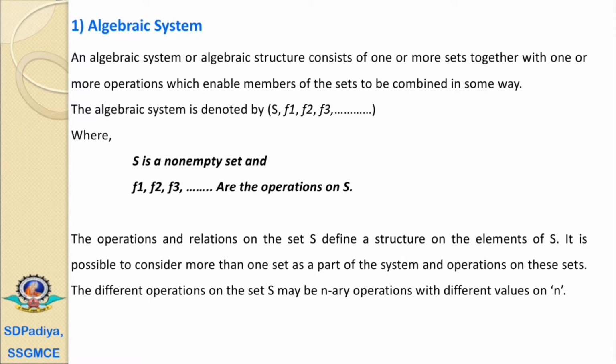The different operations on the set S may be n-ary operations with different values of n. If the value of n is 1, then we call it a unary operation. If the value of n is equal to 2, then we call it a binary operation. Similarly, the value of n may be 3, 4, 5, 6 up to n.